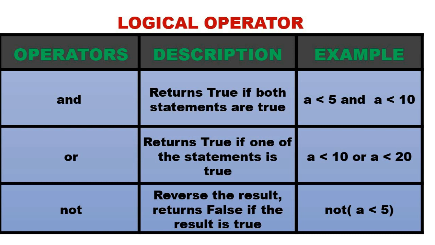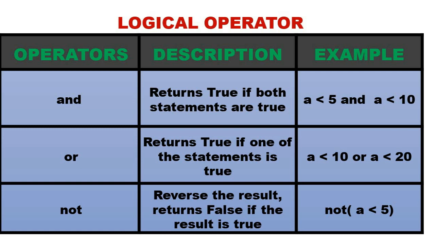Next we are going to see logical operators. These are the three logical operators. First one is AND, second one is OR and third one is NOT. AND: if two statements are true, then it will display true. If one of the statements is false, then it will display false. Second one is OR. If one of the statements is true, then it will display true. If both statements are false, then it will display false.